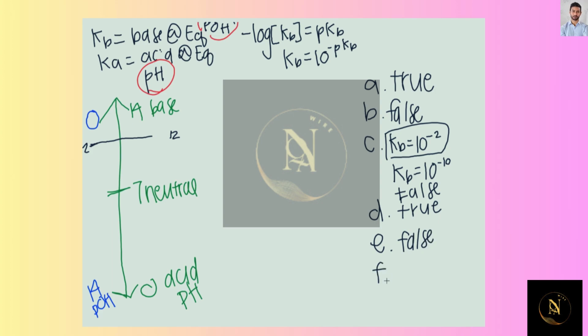And then F says: the stronger the base, the larger the pKa of its conjugate acid. And this is true, from the same answer that we just gave above.